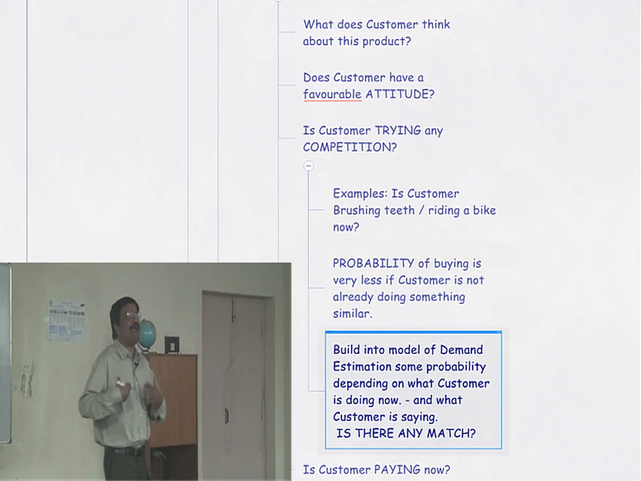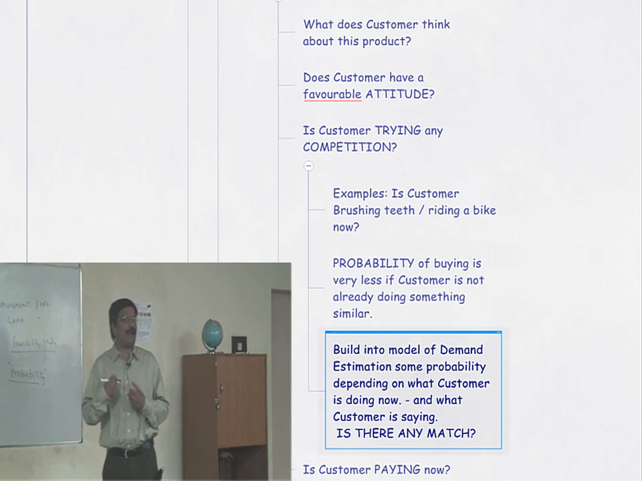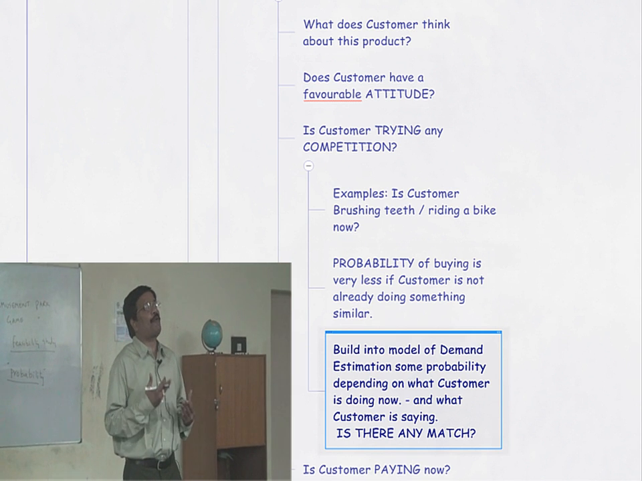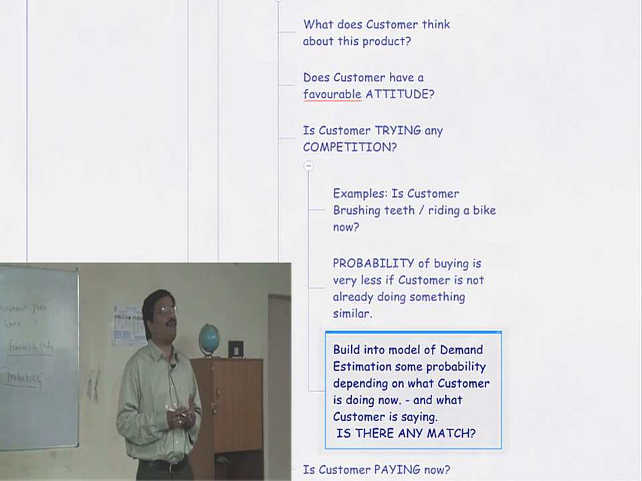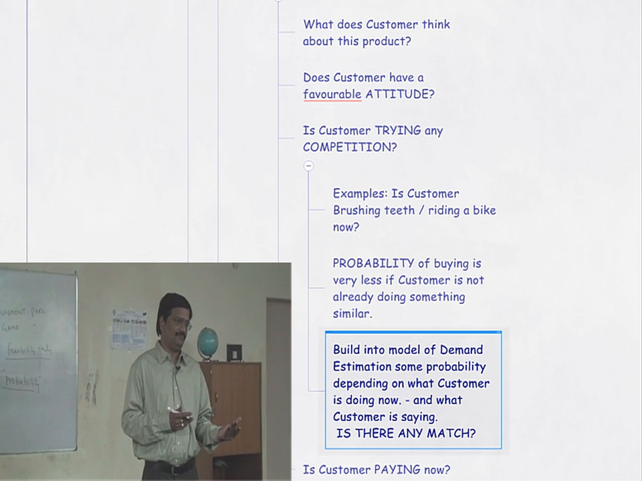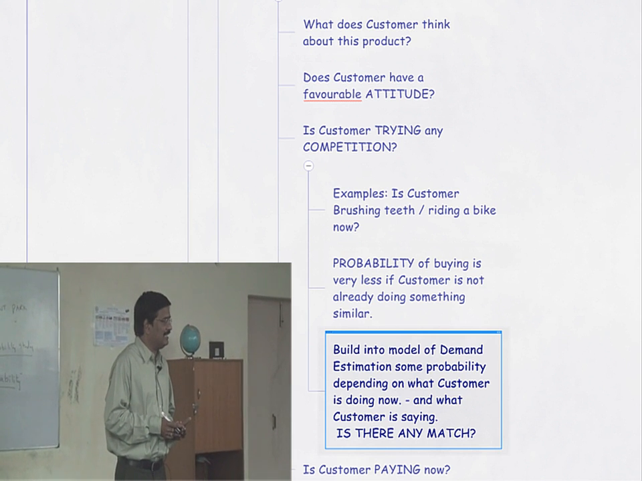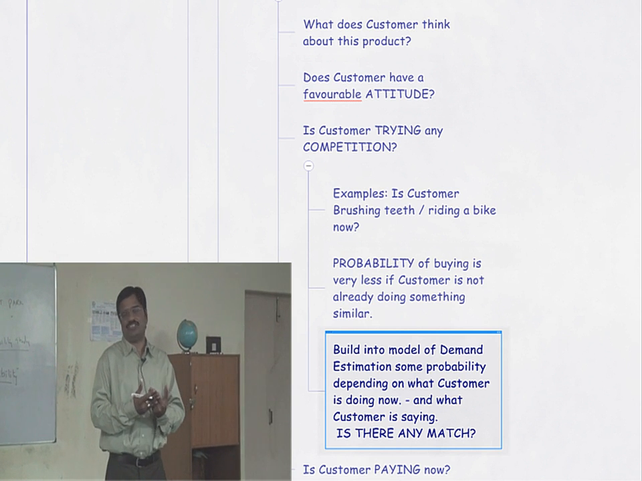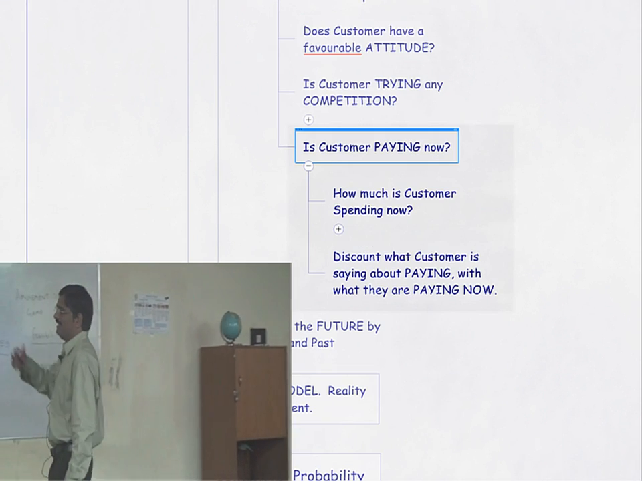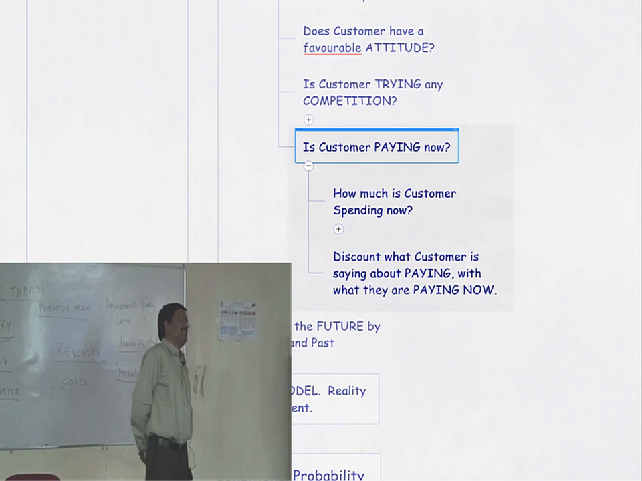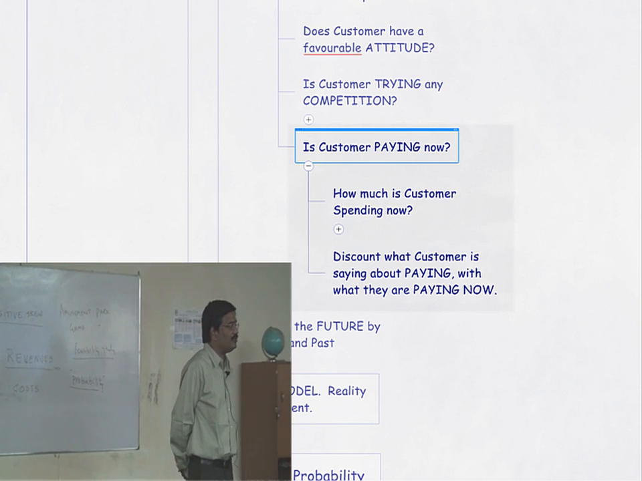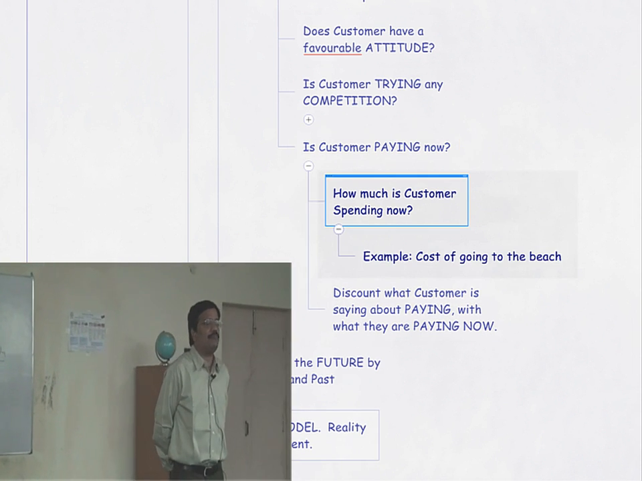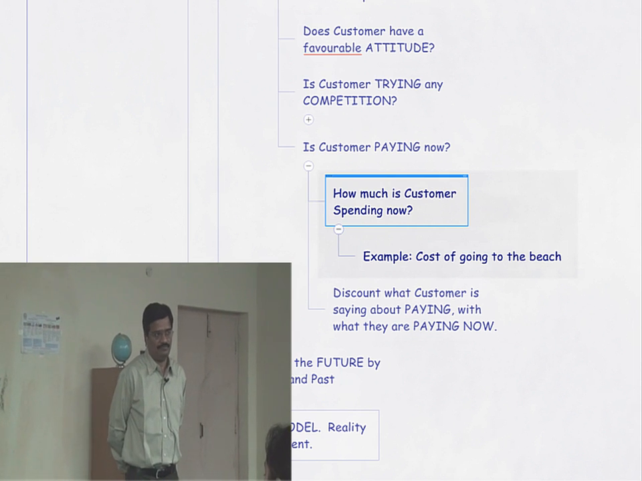So I must build into my model of demand estimation some kind of a probability depending on what he is doing presently, and what he is saying. Is there any match? Okay. Similarly, paying. Would you like to pay? Yes, I will pay. But does he have money to pay? What kind of economic class is he coming from?